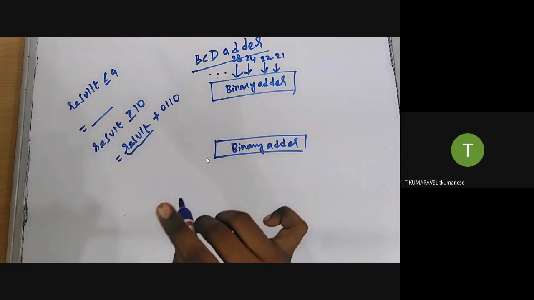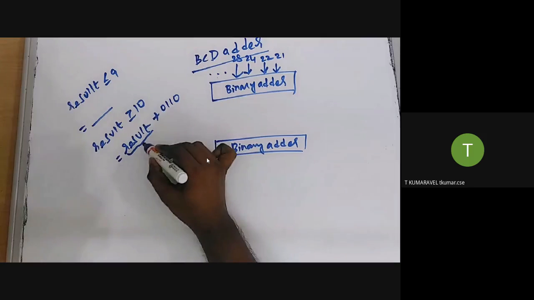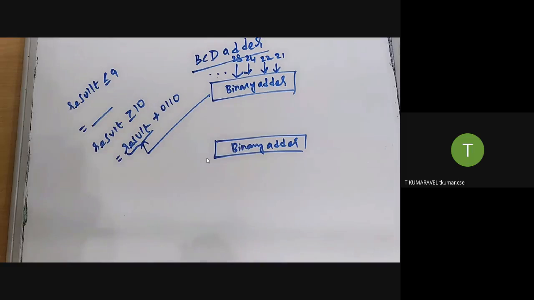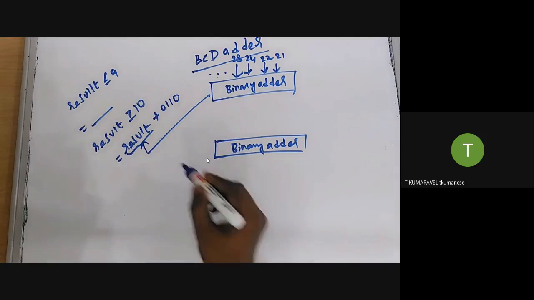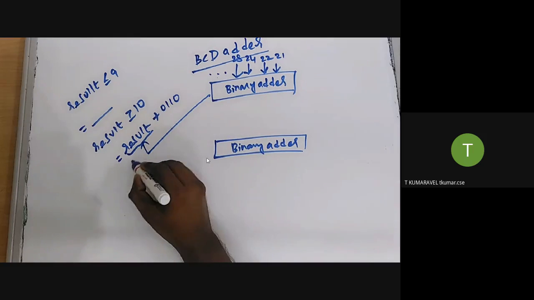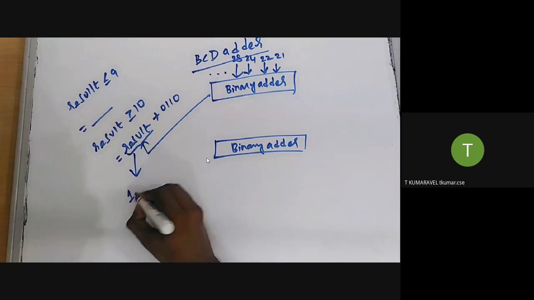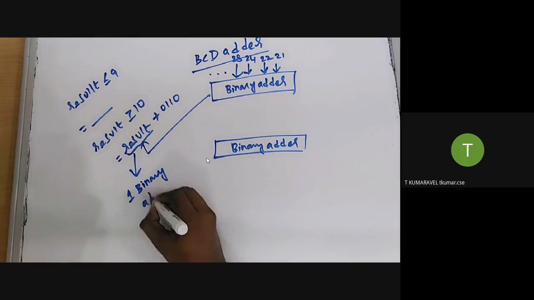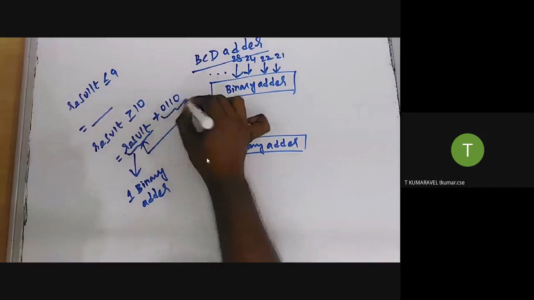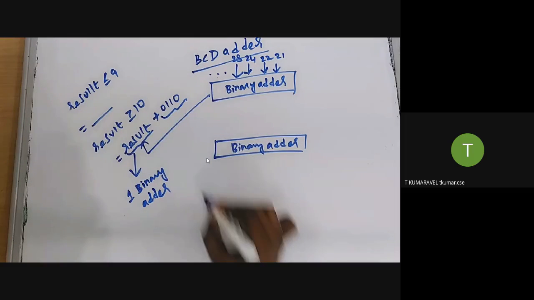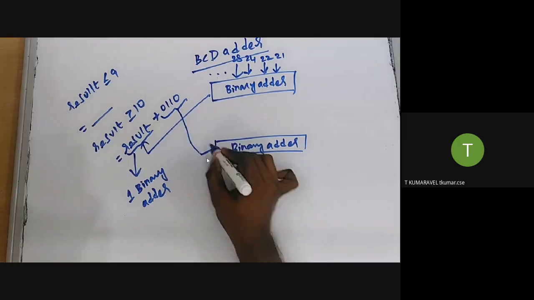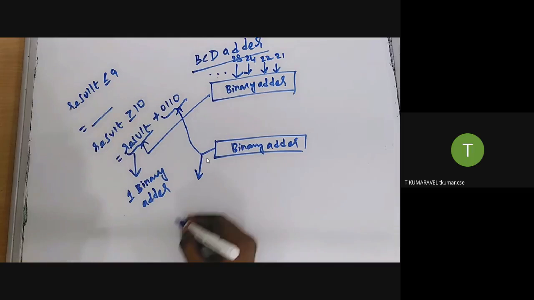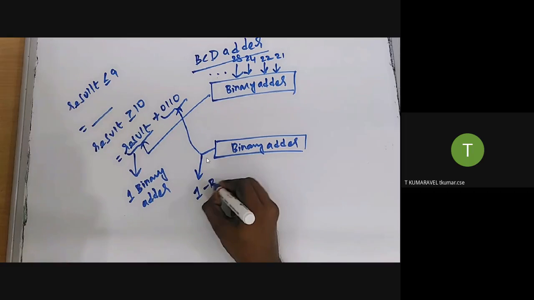Suppose the resultant value is greater than or equal to 10, what happens? First of all, you're going to generate the result and then you're going to check it. So in order to generate the result, you need one adder. You require one binary adder. After that, you're going to check. If the resultant value is greater than or equal to 10, you're going to add the correction bit.